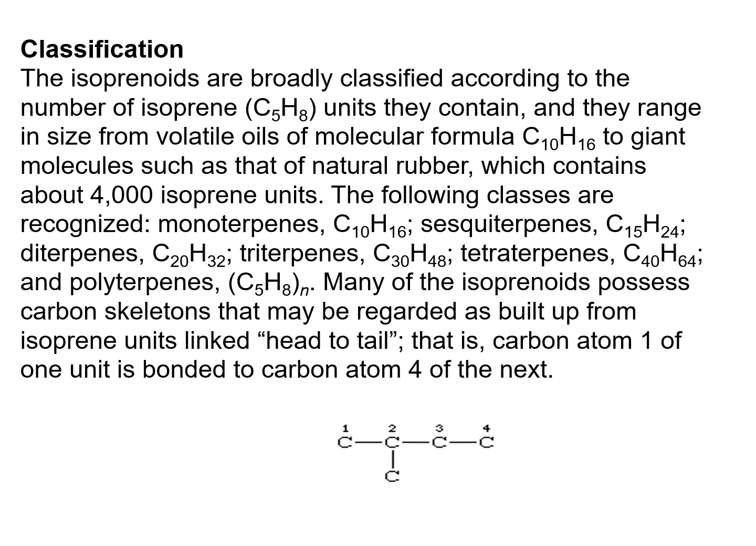This polymer. So many isoprenoids possess a carbon skeleton that may be regarded as built up from isoprene units linked head to tail. That is, carbon atom 1 of one unit is bonded to carbon atom 4 of the next, which means in a head to tail manner. So in general, the classification of terpenoids depends on the number of isoprene units in a given structure.